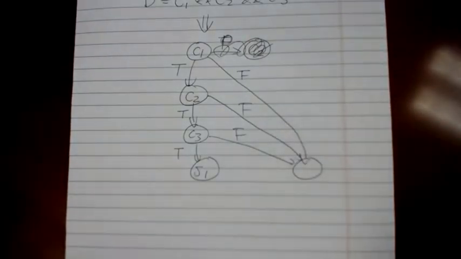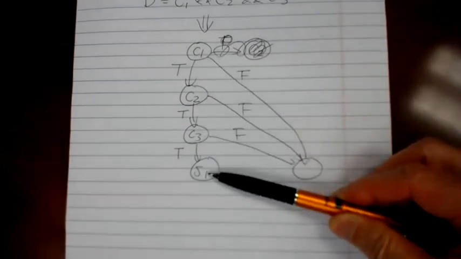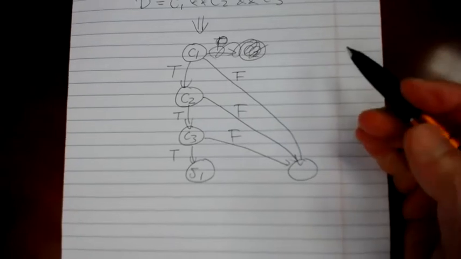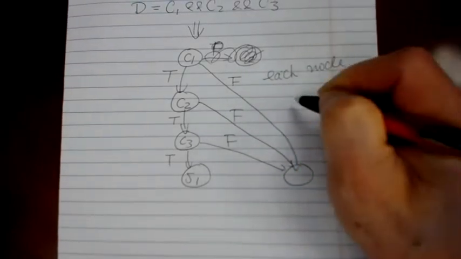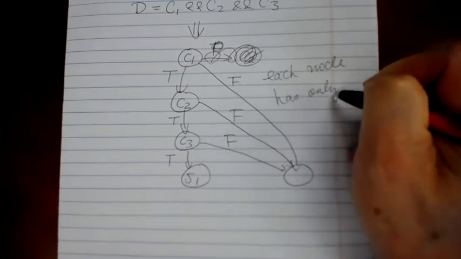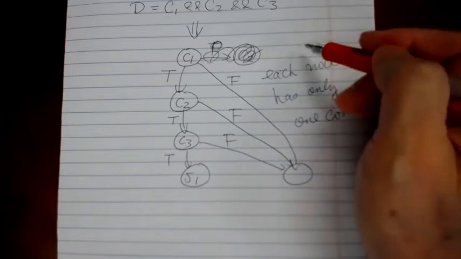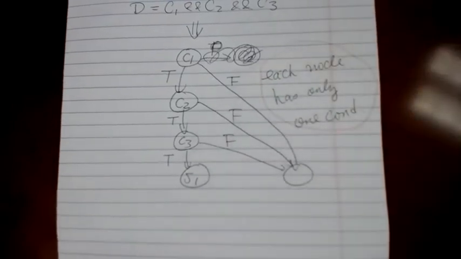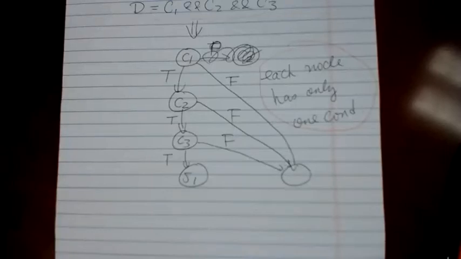So what I'm saying is that every single node should have only one condition. That's what we want in this particular class. Each node should have only one condition. You cannot put all the conditions together in one node. We need to refine it like this, and that's what we need to do in this class.